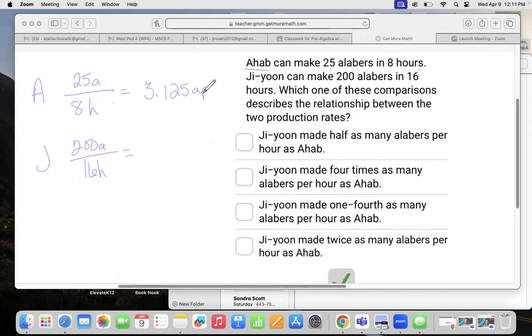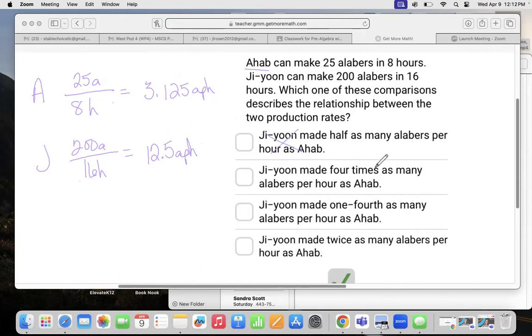So this gets me 3.125 alibers per hour. And then this bottom one is 200 divided by 16. Fractions are just division. 200 divided by 16 gets me 12.5 alibers per hour. So obviously Jin-yoon is making a whole lot more, right? And this one says Jin-yoon made half as many. Well, Jin-yoon made a whole lot more, so that's not true.